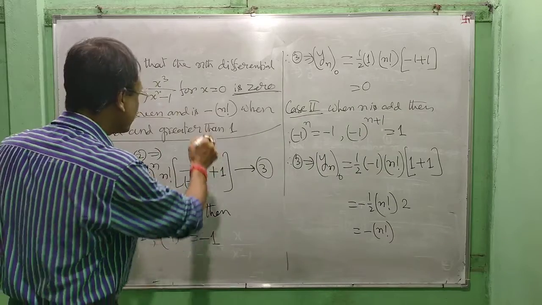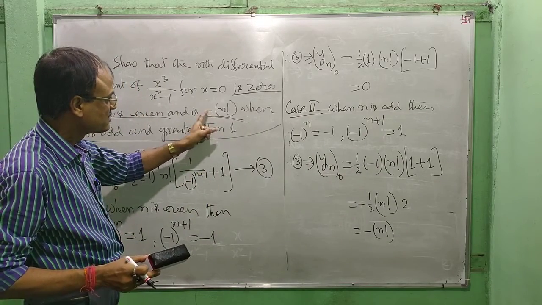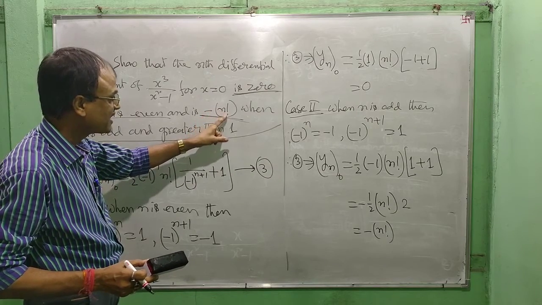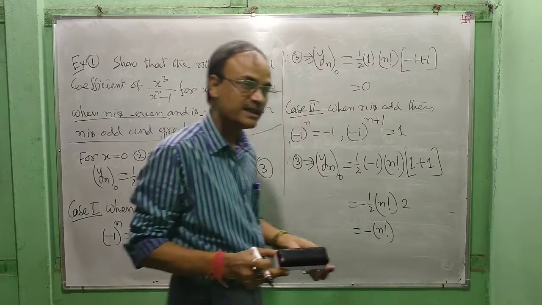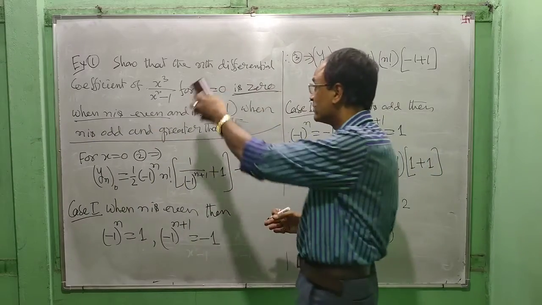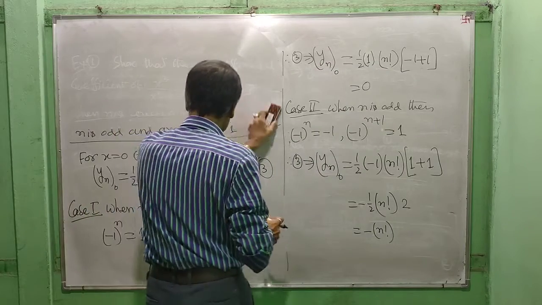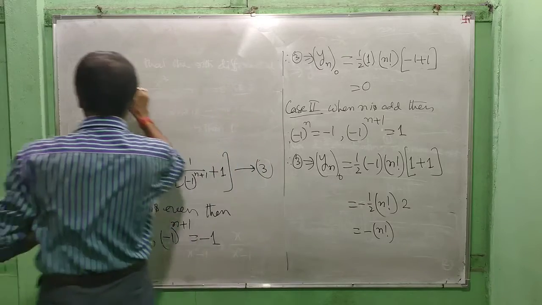When n is odd, we have obtained yn(0) equal to minus factorial n. When n is even, it is 0. Therefore, you understand, I think so. Now, let us take another example.